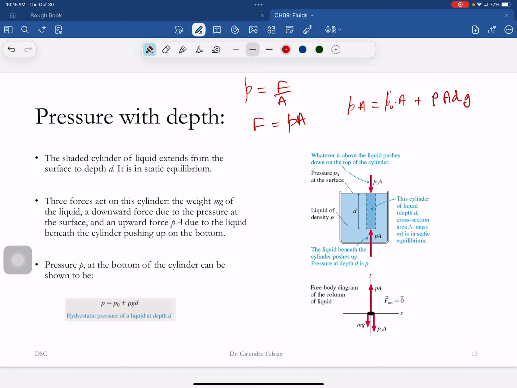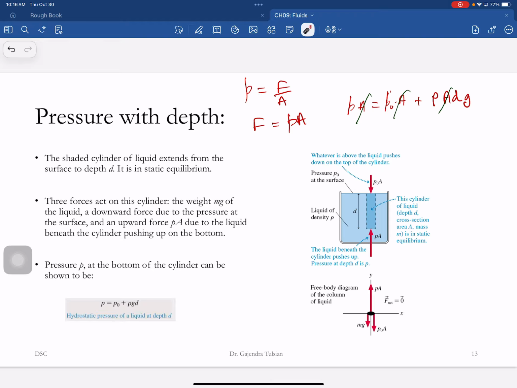And you see the area cancels. Okay. So the pressure at a depth is P equal to P naught plus rho g d. P equal to P naught, the atmospheric pressure, plus the pressure due to this liquid column. And if you put the density of water in, for 10 meters you get another atmosphere. So for every 10 meters deep, this will equal that. Okay. So the deeper you go in water, the higher the pressure.